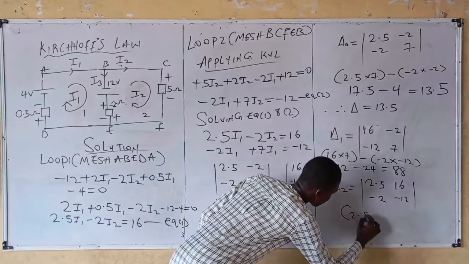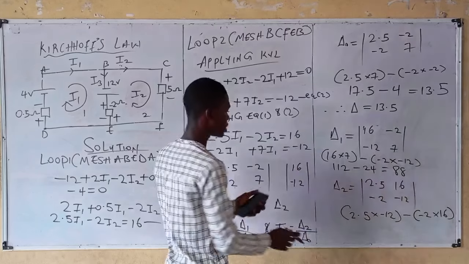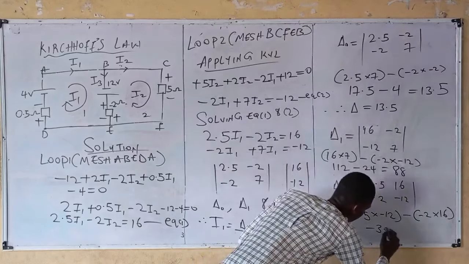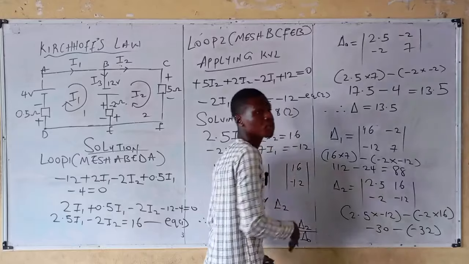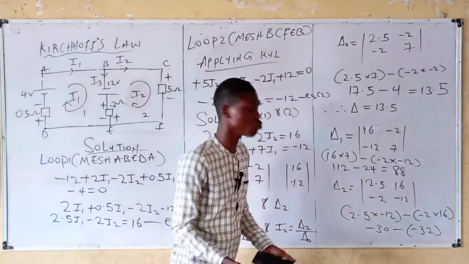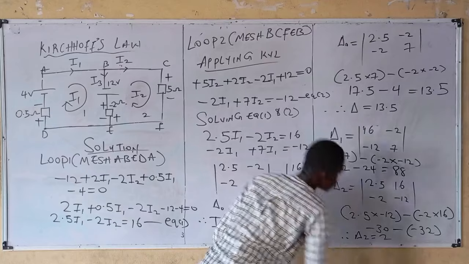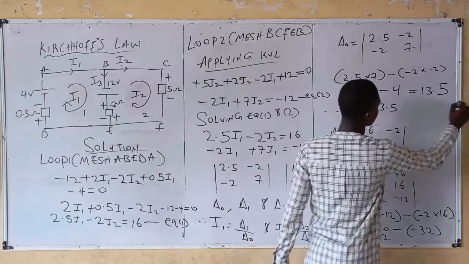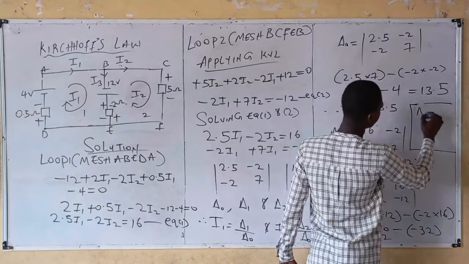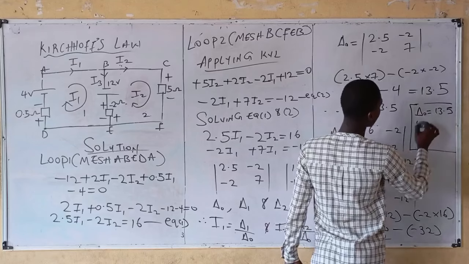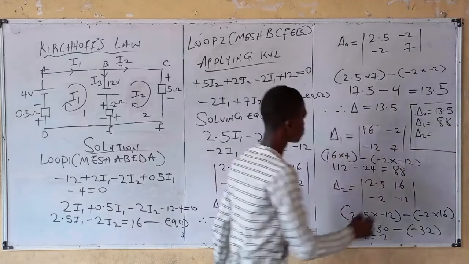Let's find the determinant of delta 2. That's 2.5 times minus 12 minus 2 times 16, and this gives me minus 30 minus 2 times 16, that's minus 32, right? Meaning minus 30 plus 32, which simply means positive 2. So therefore delta 2 is equal to 2. Now we've obtained delta to be 13.5, delta 1 to be 88 and delta 2 to be 2.